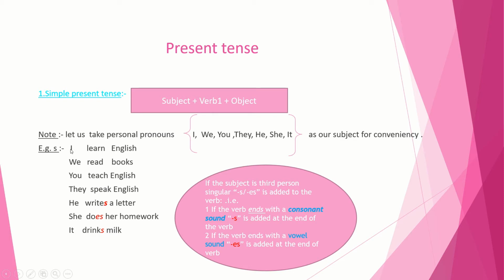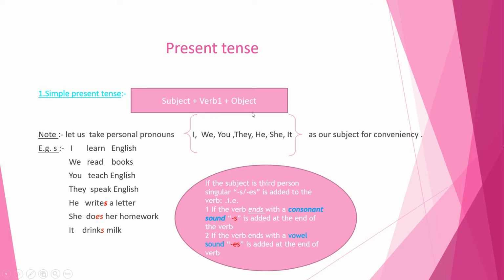So for examples, first we need a subject. We have taken I as the subject. Okay, next, we need verb 1. So I is subject. Then verb 1, we need verb 1. So learn is the base form of the verb or V1 form of the verb. So I learn. So we need an object.